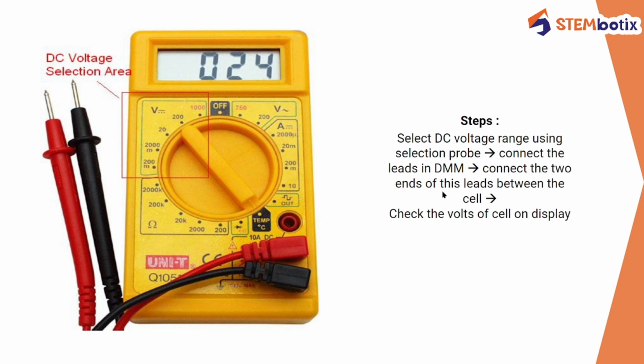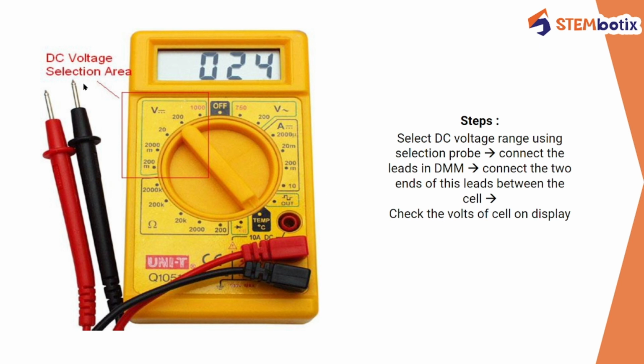So what are the steps? First select the DC voltage range using the selection probe, then connect the leads. First you will connect this common black probe to the common port, then you will connect this red probe to this voltage ampere port. Then connect the two ends of the leads to the cell.